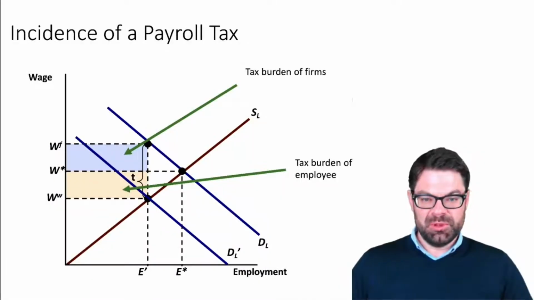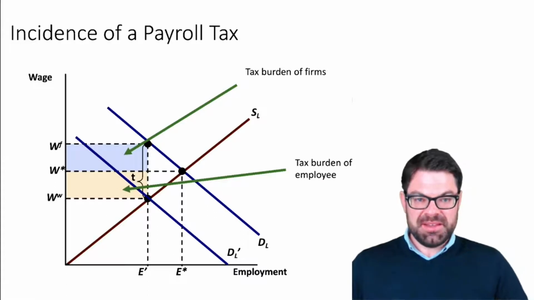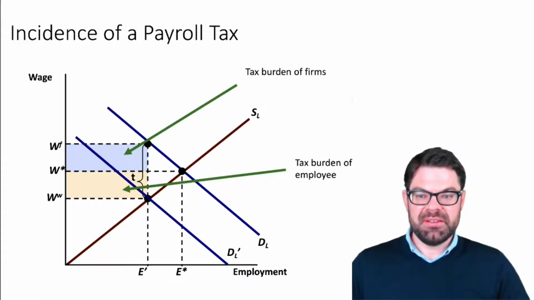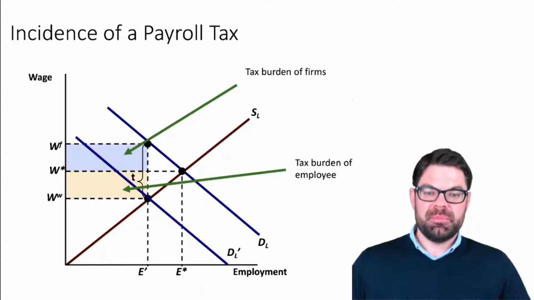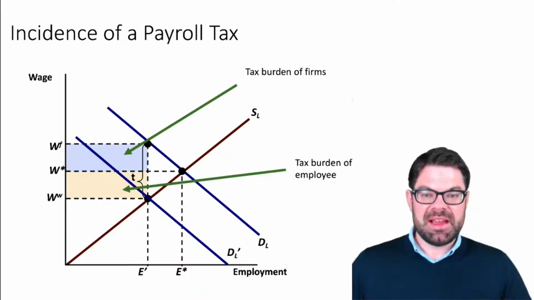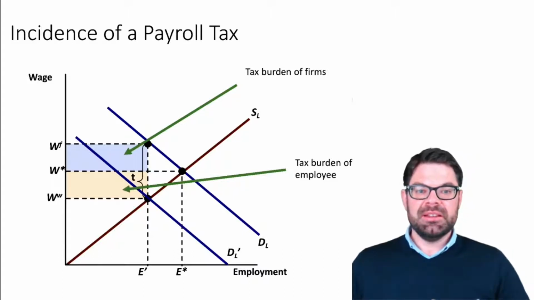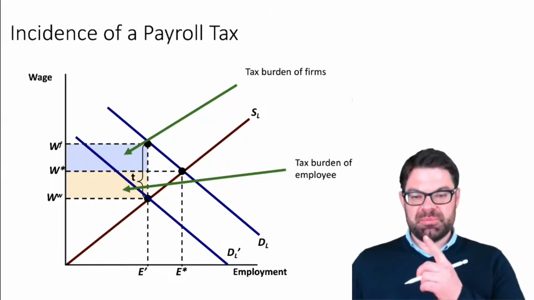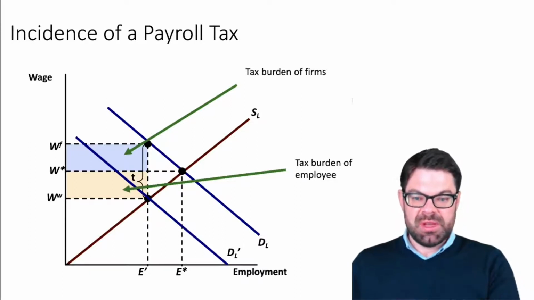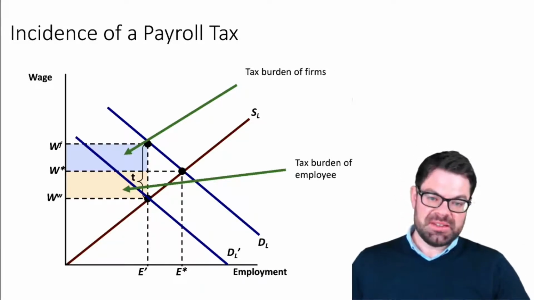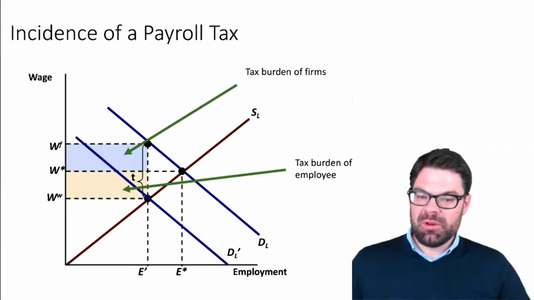In this video, we will look further into tax incidence. The tax incidence, again, tells us what side of the market, what party bears the burden of a tax, the economic burden of a tax. And in the last video, we have seen here that a payroll tax is partially passed on from the employers to the employees through lower net wages. And then the tax burden in this case is split more or less 50-50.